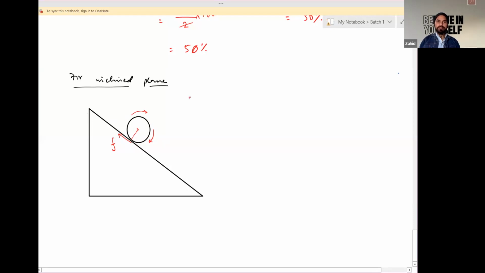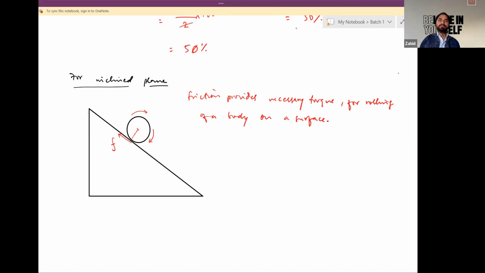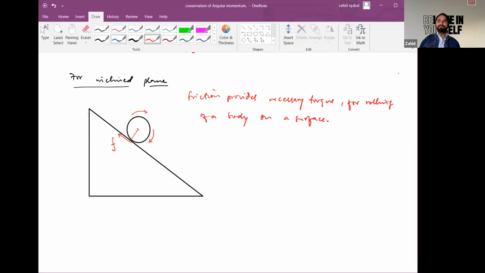So you'll say friction provides the necessary torque for rolling of a body on a surface. Is it clear? Khalid?